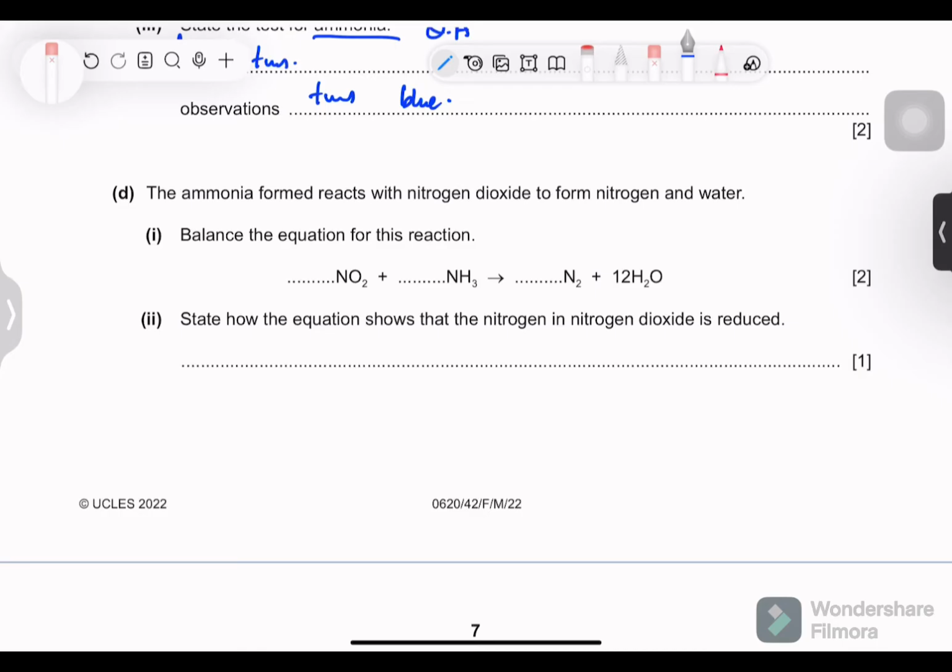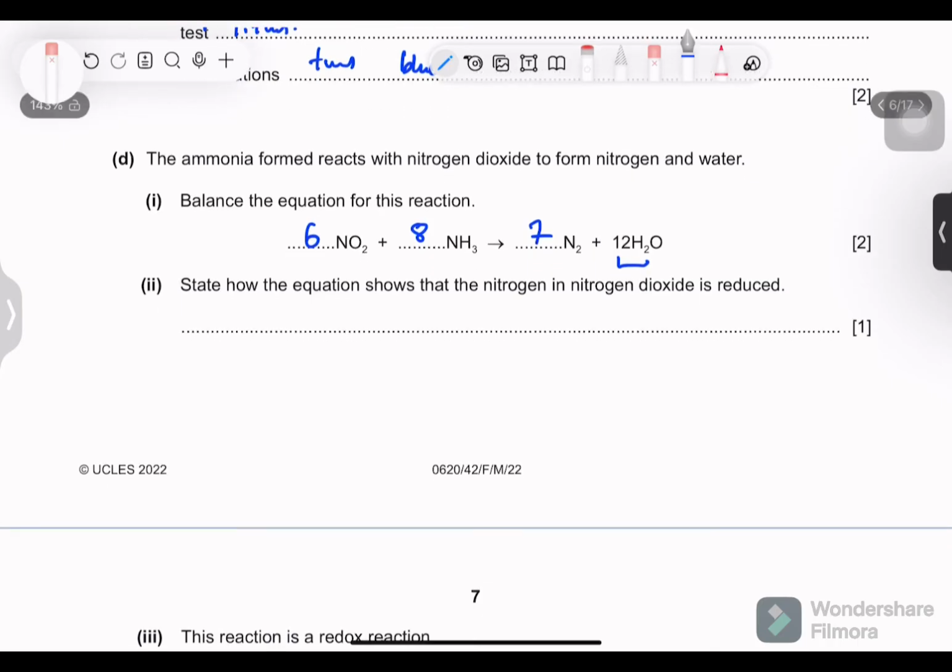So we have 24 hydrogens on this side, so we should have 24 hydrogens on this side. 8 threes are 24. So now we have 8 nitrogens over here. And first, let's look at the oxygens. We have 12 oxygens over here, so we should have 6 over here. Now we have 6 nitrogens plus 8, 14 nitrogens. So on that side, we should have 14, 2, 7, 2s are 14. So this is the way it should be balanced.